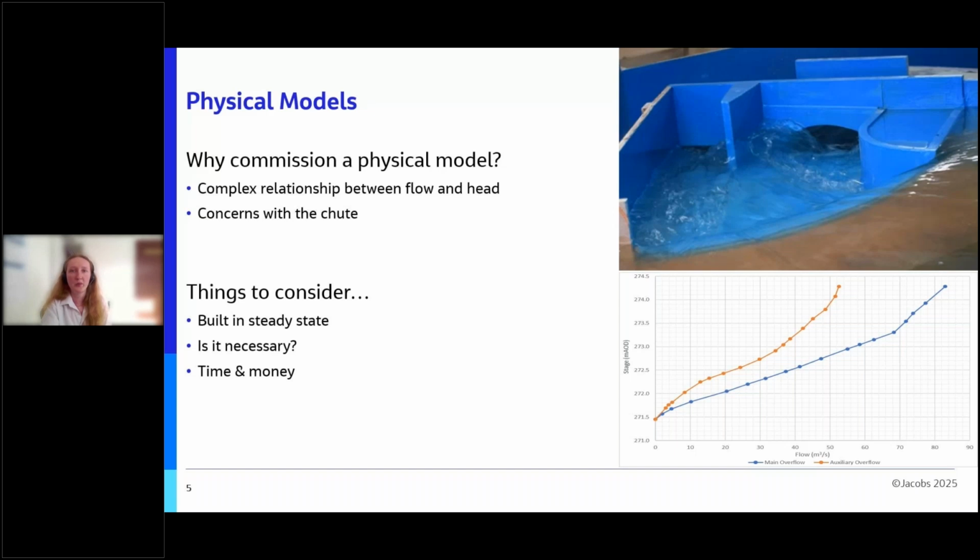When costing up a job, the key thing to look at is whether we actually need a physical model. If the overflow arrangement conforms to something that can be readily modelled, then there isn't really much point commissioning a physical model. For example, if you've got a broad-crested weir going into a deep tumble bay, Flood Modeller's general weir unit would be appropriate in this instance.